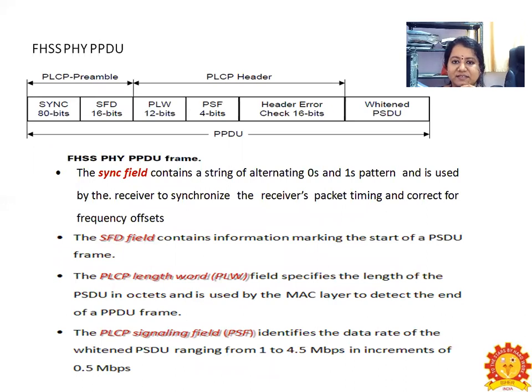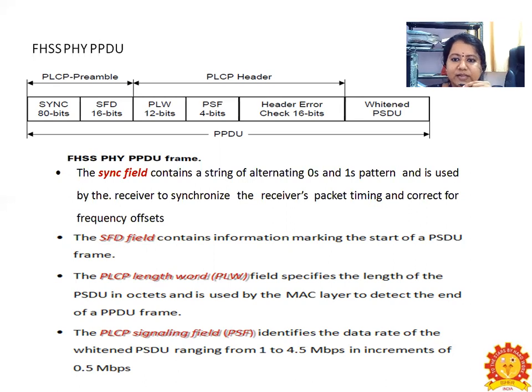So this is the FHSS physical PPDU frame format. Here we have a PLCP preamble, PLCP header, and at last the whitened PSDU. The PLCP preamble contains a synchronization field and SFD, which is the start of PSDU frame. Whereas the PLCP header contains PLW, which is the PLCP length word, PSF, which is the PLCP signaling field, and the header error check. Next, last, the whitened PSDU.